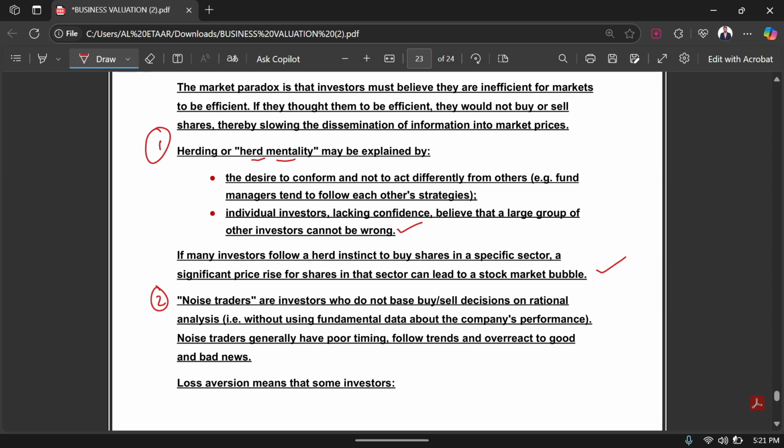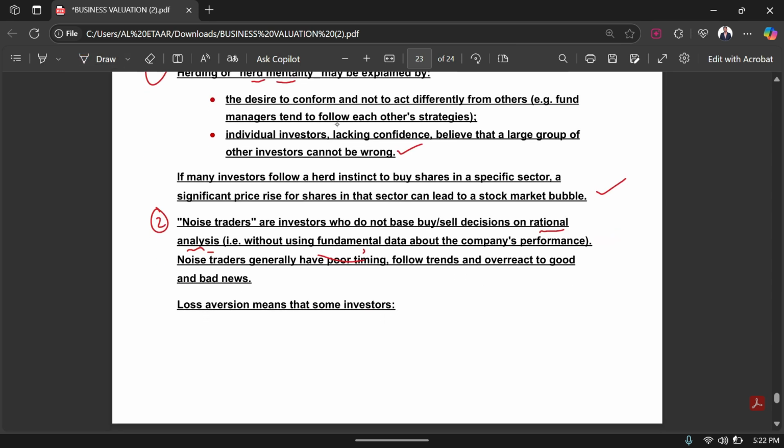So these are the noise traders who follow the noise. Whenever there's a noise in the market that something bad is about to happen, they sell the shares. And whenever there's a noise that something good is about to happen, they buy the shares. That's why they are called noise traders, right? Because they do not buy or sell shares based on rational analysis, like fundamental analysis or technical analysis. They do not do that because they do not know how to do that. All they do is follow the noise. Whatever the noise says, they're going to do that. So these are noise traders.